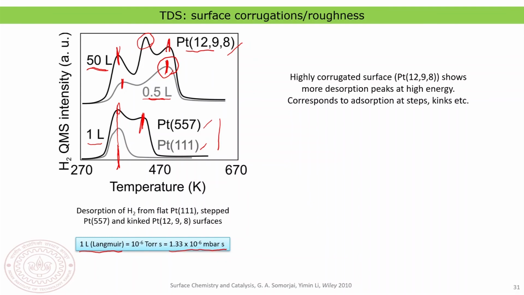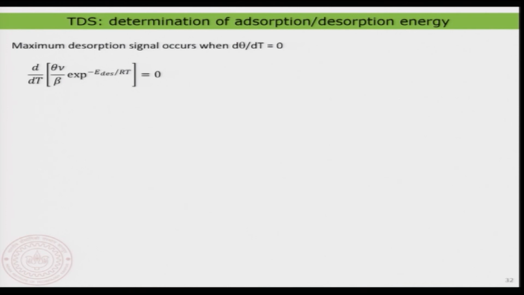And I also showed you in the earlier slide that we can look at the time dependence of the signal corresponding to a desorbing species. Therefore, thermal desorption spectroscopy is a very powerful technique that is widely used in characterizing surface sites. And now what we will try to do is to characterize the adsorption energy or the desorption energy itself. We want to now calculate the energy.